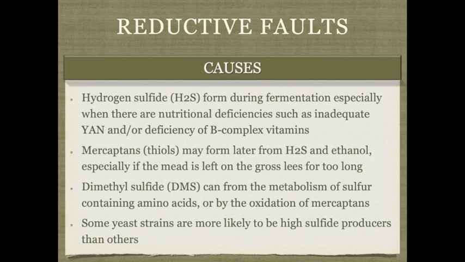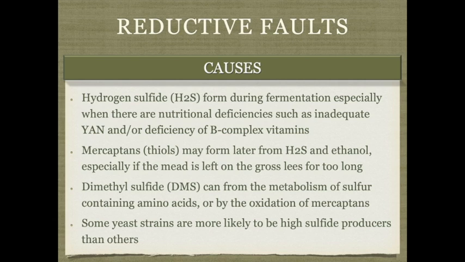What are the causes? Well, hydrogen sulfide can form during fermentation, especially when there are nutritional deficiencies, such as inadequate YAN, yeast assimilable nitrogen. This happened a lot back in the old days before winemakers or mead makers knew about adding nutrient additions. It still happens now with maybe home mead makers who decide not to add nitrogen. Perhaps they're using raisins or some other form of so-called nutrient that really is not a nutrient. It's really not enough to provide enough nitrogen for healthy yeast fermentation.